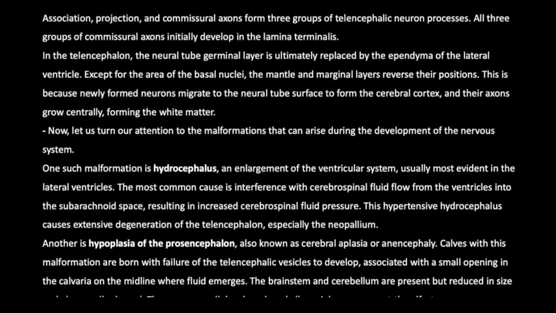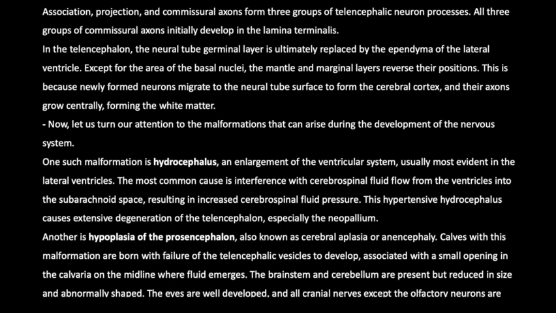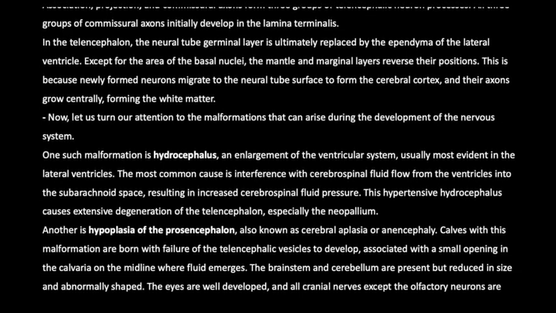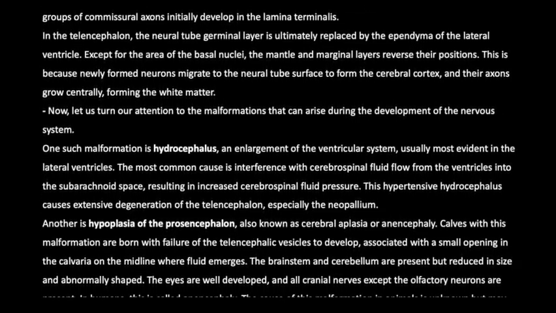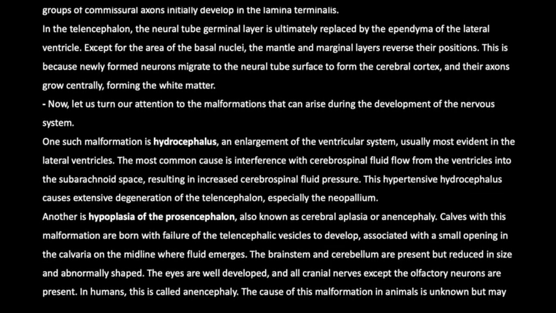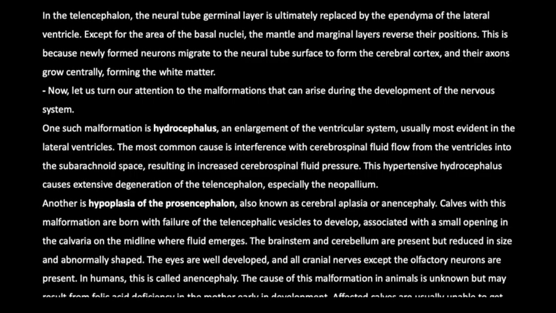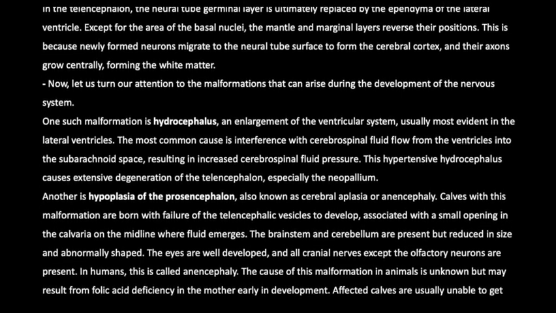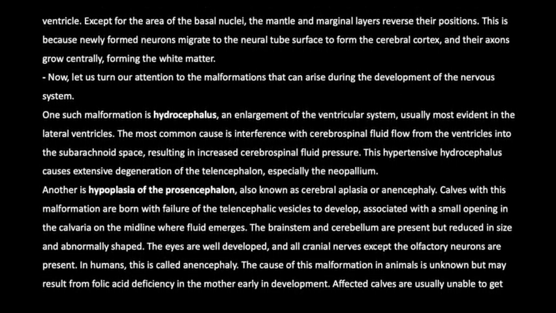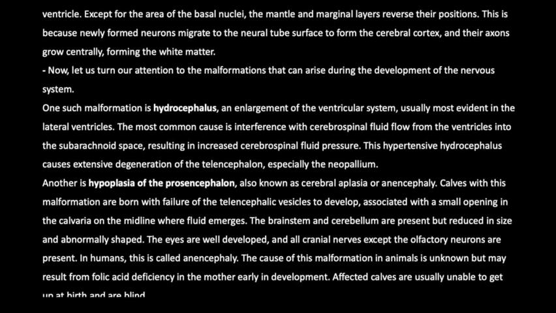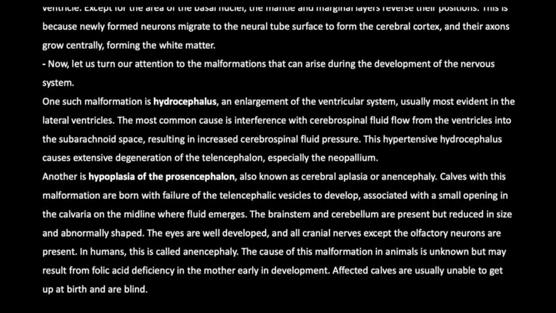In the telencephalon, the neural tube germinal layer is ultimately replaced by the ependyma of the lateral ventricle. Except for the area of the basal nuclei, the mantle and marginal layers reverse their positions. This is because newly formed neurons migrate to the neural tube surface to form the cerebral cortex, and their axons grow centrally, forming the white matter.